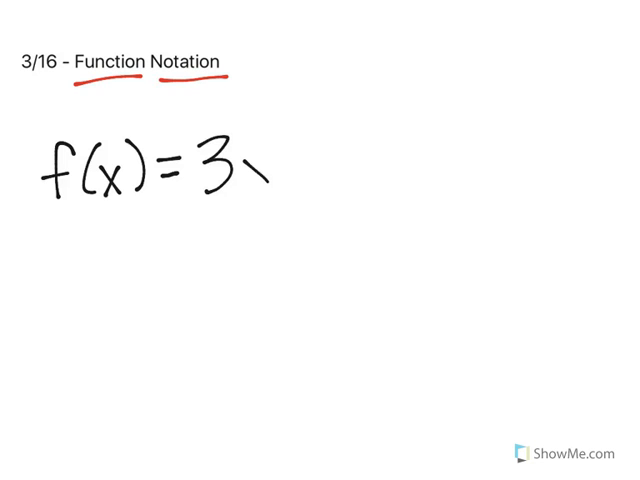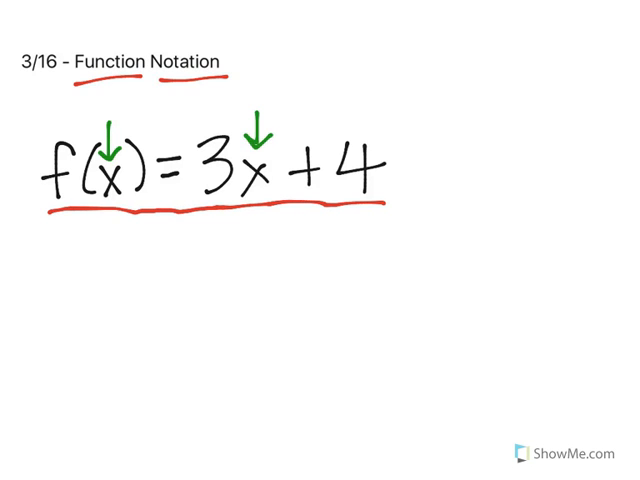This video is about function notation. Sometimes in math, you will see an equation like this. What does this even mean? The way we read it is f of x is equal to 3x plus 4. What this means is whatever number we put here, we must also replace with the same number here.